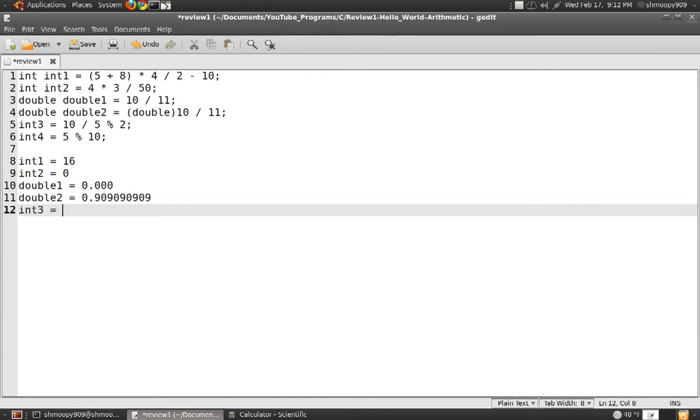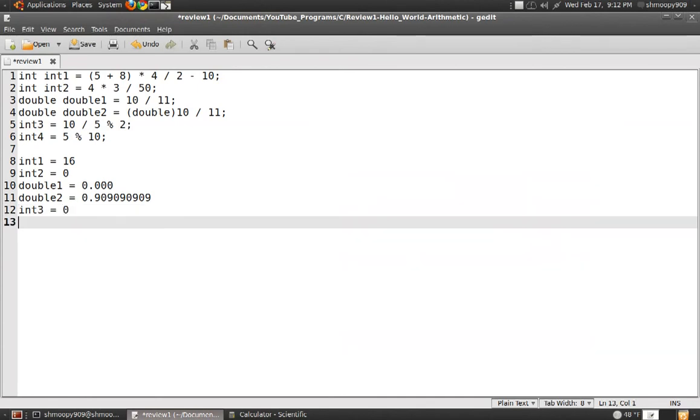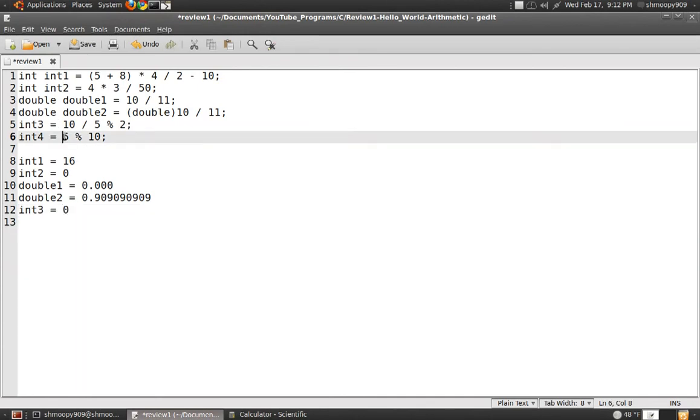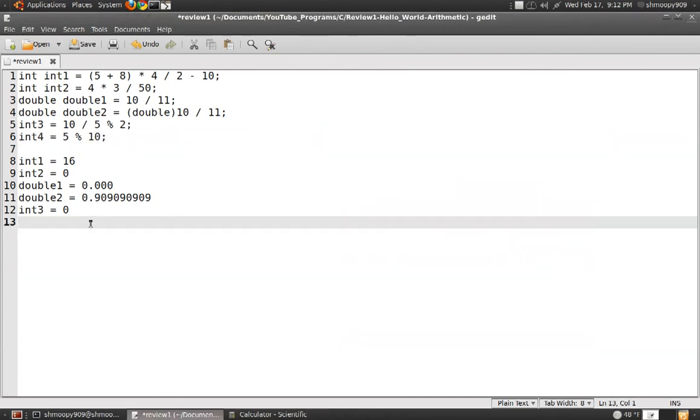Let's go over integer 3. Now here we're using the modulus operator, so the modulus has equal precedence with the division, so it'll be 10 divided by 5, which is 2, and then mod 2, which is 0. And then this is also a tricky one. 5 mod 10, if we do the division, 5 divided by 10 is 0 with remainder 5. So it'll be 5 divided by 10, which is 0, and then you'll have the 5 left over. So int 4 should be equal to 5.